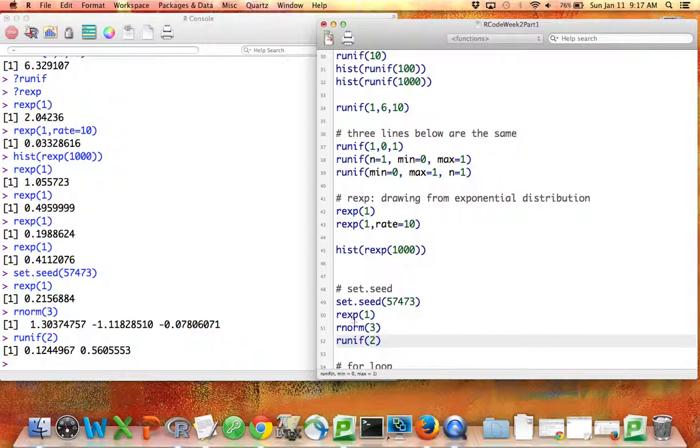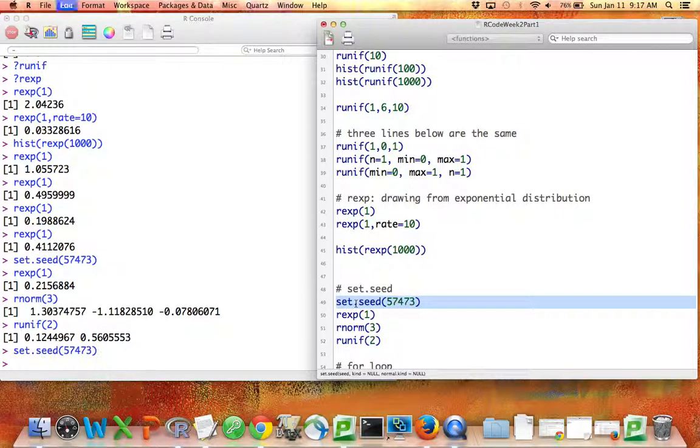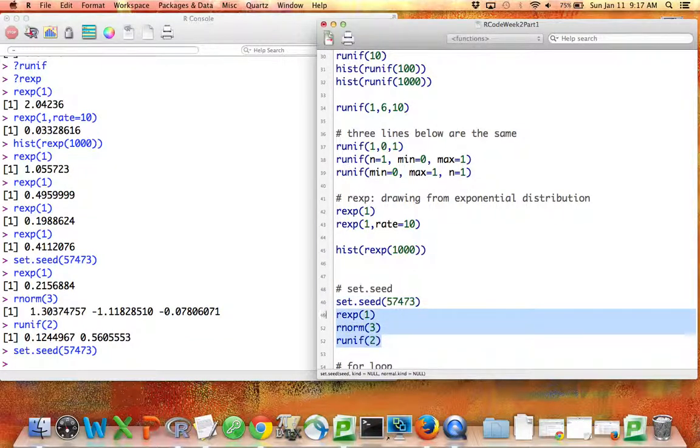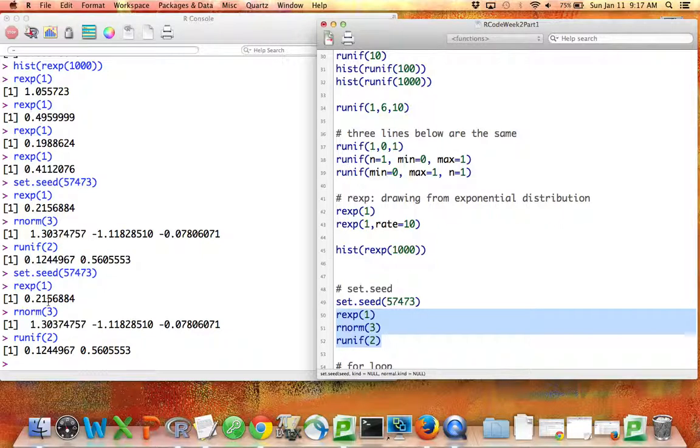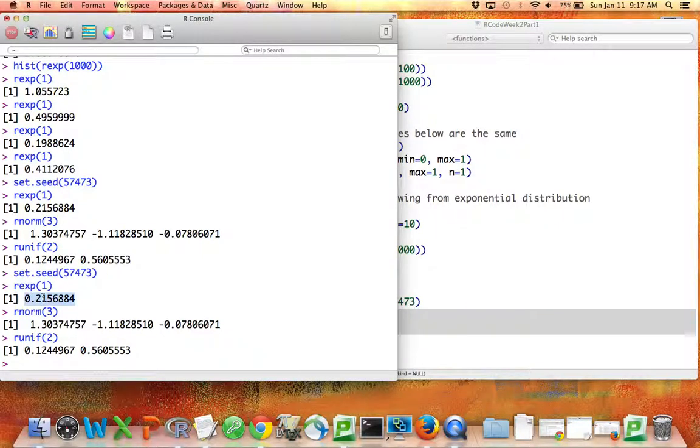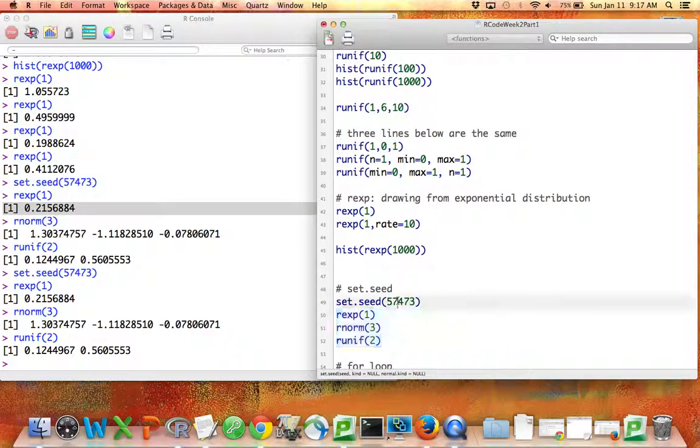If I want to reproduce these numbers, all I have to do is start with the set.seed command again, and then when I draw these three things, it's going to generate exactly the same numbers. Here's 0.2157, here's 0.2157, etc. These numbers are all the same. They wouldn't have been if I hadn't started with the seed. So anytime you're writing code where you're going to draw random numbers, I suggest putting this line right at the top of the file. You can put anything you want in here. That's going to guarantee that you draw the same numbers every time, and you can replicate your work and share with others.